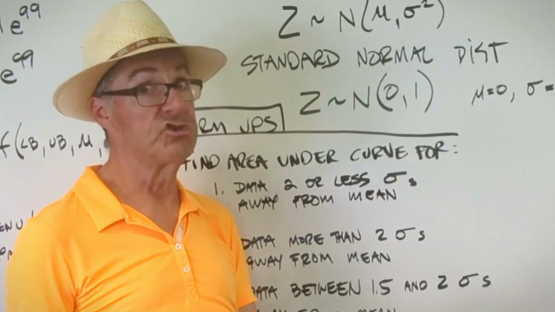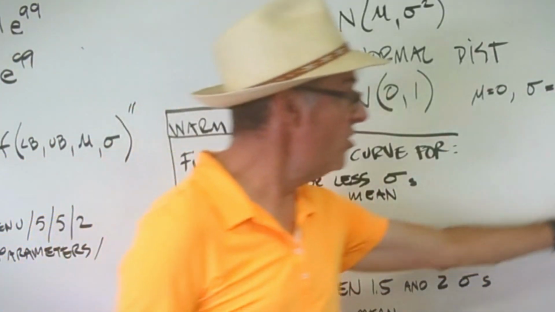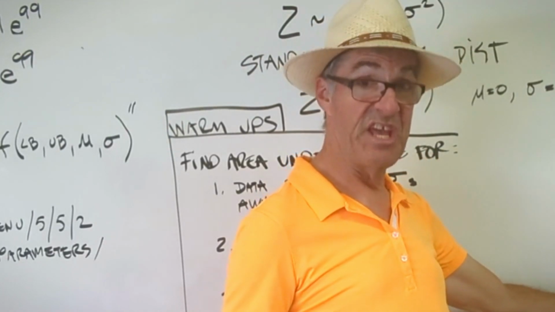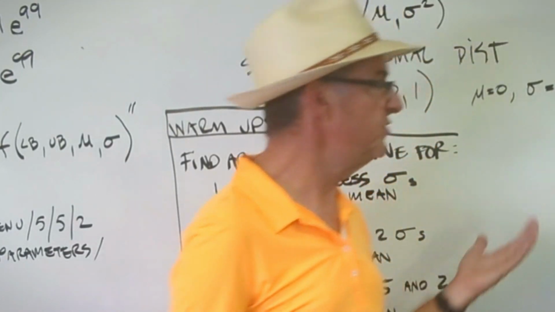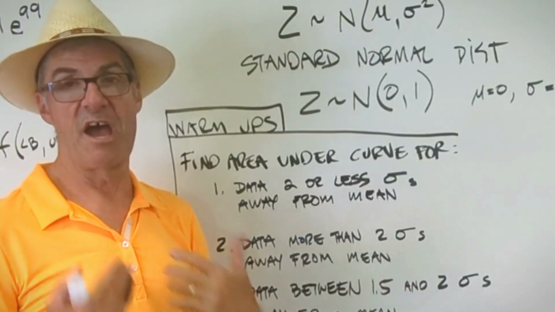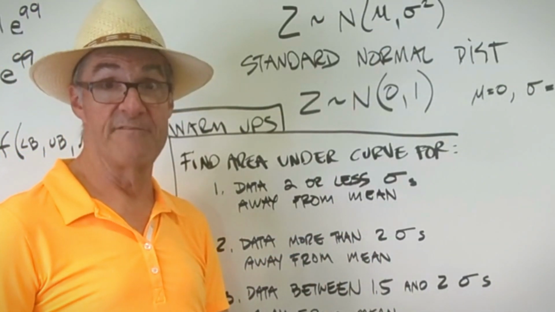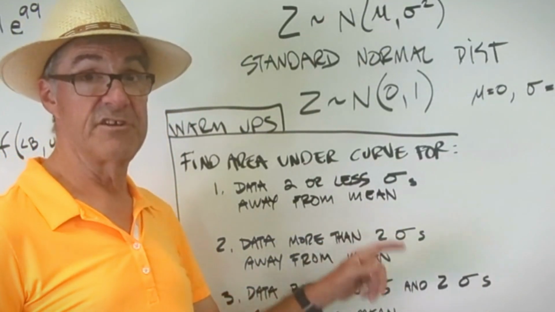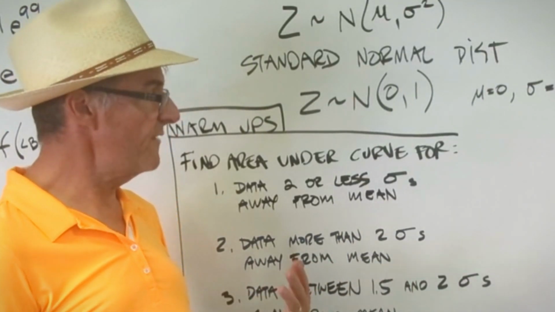Now I've already told you what that is over here. We know that 95% of the data is within 2 standard deviations of the mean. So the area under the curve is going to be 0.95, which gives us a 0.95 probability. Now I'm going to have you calculate that on your calculator for practice, but I'm just referencing that.